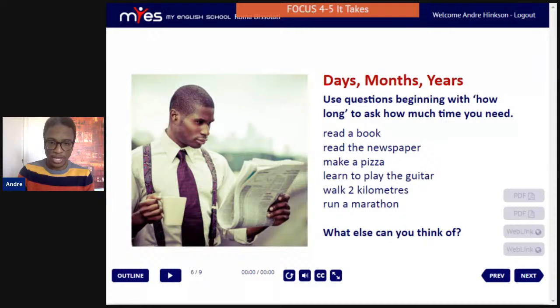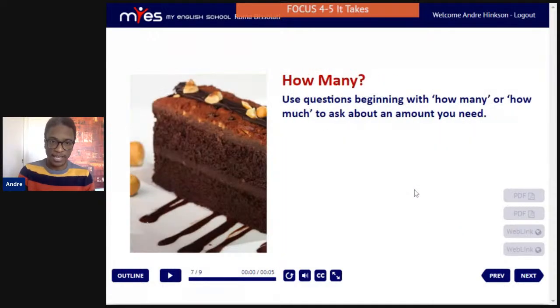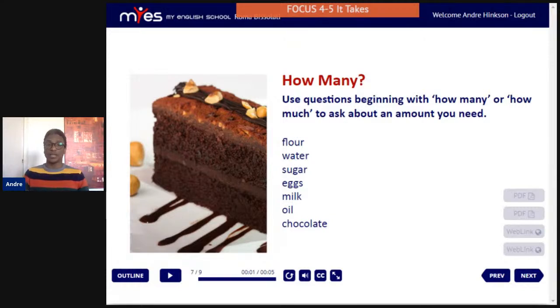So let's finish up with this last exercise. We're using quantity with countable nouns. I want you to use questions beginning with how many or how much to ask about an amount you need. So here we have different types of foods or ingredients. Ingredients are things used to make a dish, to make something to eat, to make food.